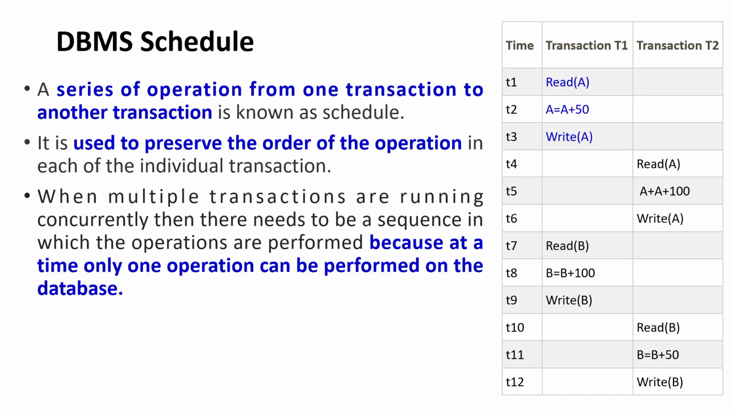DBMS schedule. A series of operations from one transaction to another transaction is known as a schedule. It is used to preserve the order of the operations in each of the individual transactions. When multiple transactions are running concurrently, there needs to be a sequence in which operations are performed because at a time only one operation can be performed on the database.